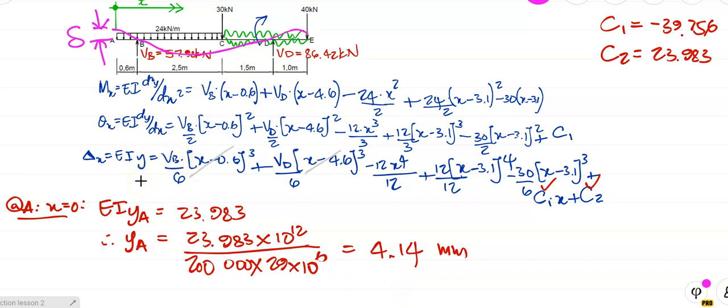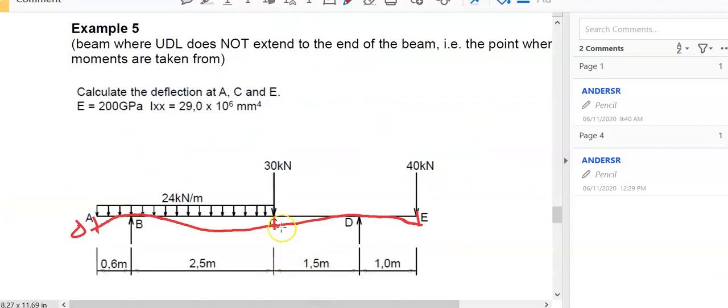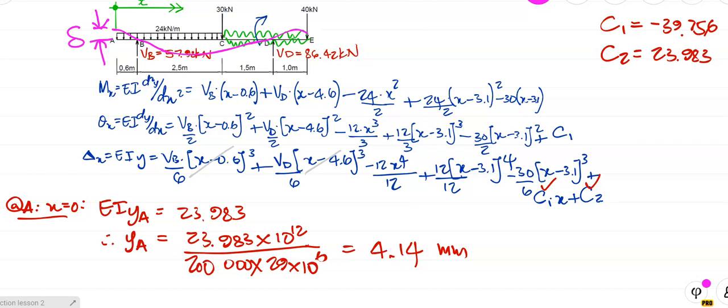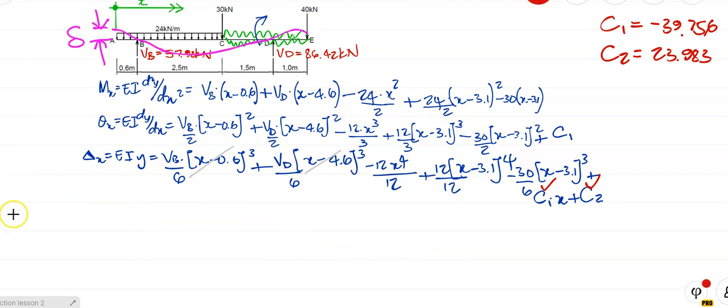Okay. Right. Next one. It asks us for the deflection at C. So what do? The deflection at C is where x is equal to 3.1 meters. Let's do that one. Okay. Right. At C, x is equal to 3.1 meters. There we go. 3.1 meters. Okay. So EI times y at C is equal to, right, so wherever I see x, I put 3.1 in there. So that's going to be 3.1 minus 0.6.